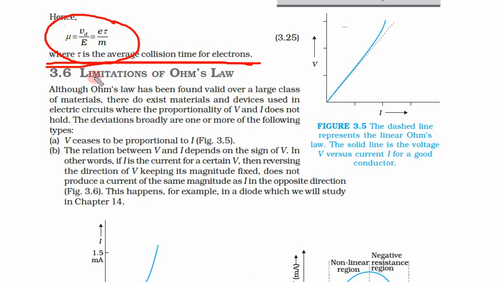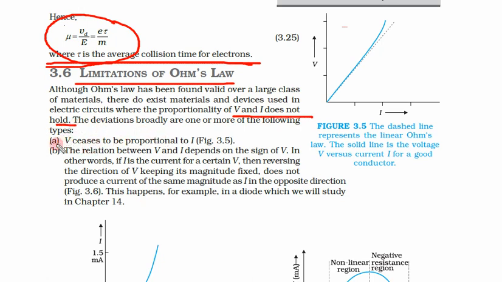Now we have seen Ohm's law, but there are certain limitations of Ohm's law. That means in some cases Ohm's law fails. Let us see in which cases. Although Ohm's law has been found valid for a large class of materials, that means most materials, there do exist materials and devices used in electrical circuits where the proportionality of V and I does not hold. So let us see what those cases are.